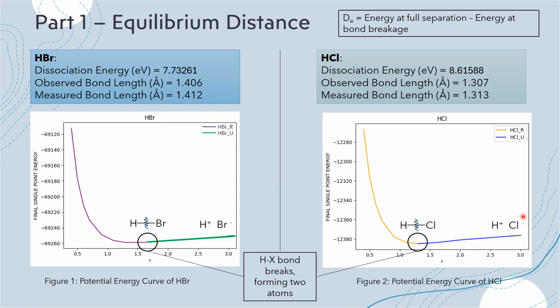As a result, HBr has a dissociation energy of 7.73 eV, whilst HCl has 8.61 eV. This correlated with their respective bond length, as HBr has a longer bond compared to HCl, resulting in less energy needed to dissociate.